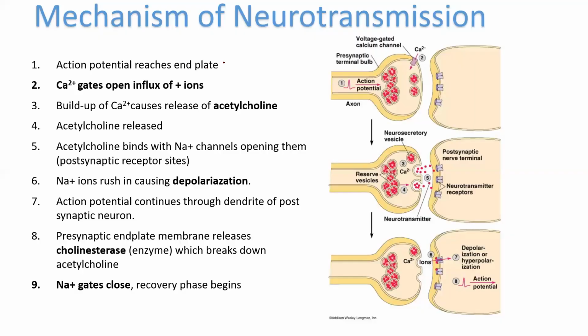So the action potential reaches the end plate. Calcium ion gates open. Okay. Calcium causes release of acetylcholine. You need to know this neurotransmitter. Acetylcholine is released and it binds to sodium channels on the postsynaptic, and this causes it to depolarize. Action potential continues through the dendrite of the postsynaptic neuron. The presynaptic end plate membrane releases cholinesterase, which is an enzyme which breaks down acetylcholine, and the neuron transmission stops because the sodium gates close.